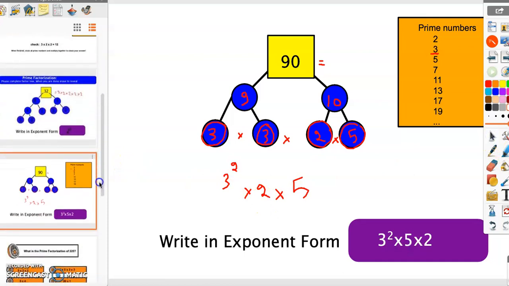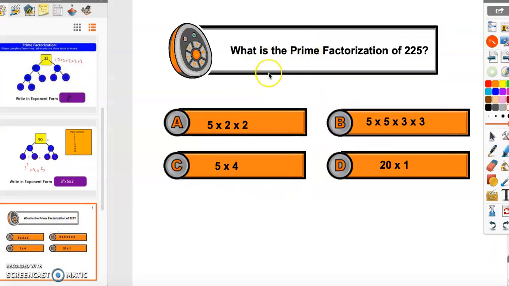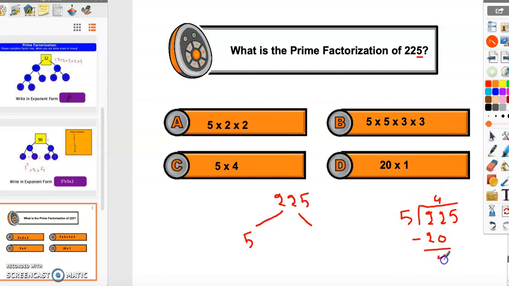Another example. What is the prime factorization of 225? 5 is a factor of 225 because here the ones digit is 5. So 5 times what gives us 225? We can divide 225 by 5 and see what we will get. So 5 times 4 equal to 20. 5 times 5 equal to 25. Subtract, 0. So 5 times 45 equal to 225.